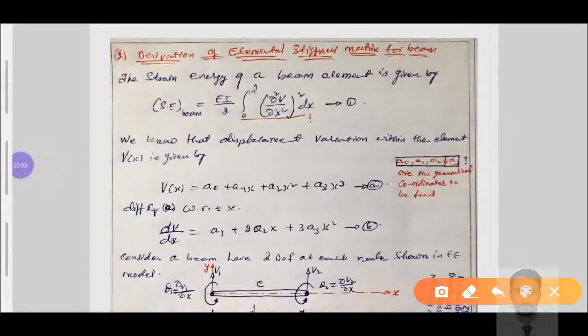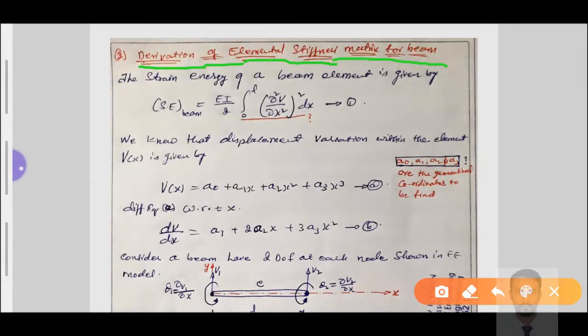Hello my dear friends, in this video we'll learn the derivation of the elemental stiffness matrix for a beam element. In the last video we formulated the total potential energy for the beam element. In that we learned two parts, a strain energy and a work potential. Separately we have derived the strain energy for a beam element.